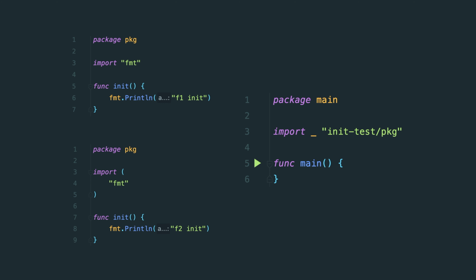And basically this underscore in front of the import line declaration means use this specific package only for side effects, meaning call the init functions from all of these files. And in fact, this is what's going to happen. It's going to print f1 init, then it's going to print f2 init, because this is what really happens when you import a package. The init function is going to get called for you.